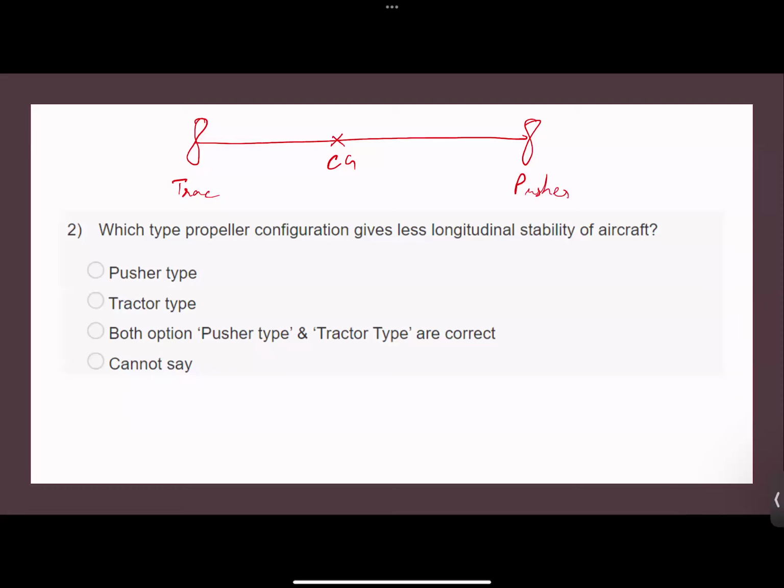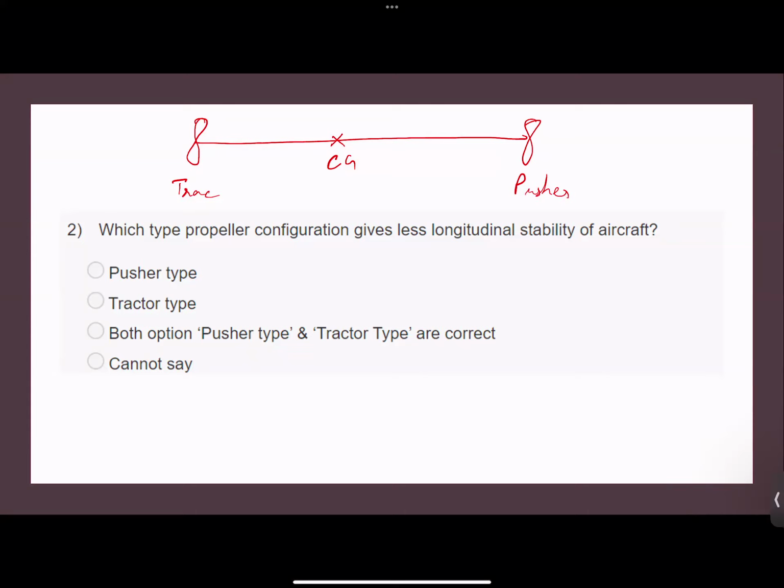So these propellers are the ones that produce the thrust and hence the lift and the drag. So can you try to see which of them will be more or less longitudinally stable? Which configuration would be more or less stable? Pusher will be less stable. Tell me why? Because the airflow first comes to the nose where the propeller is.